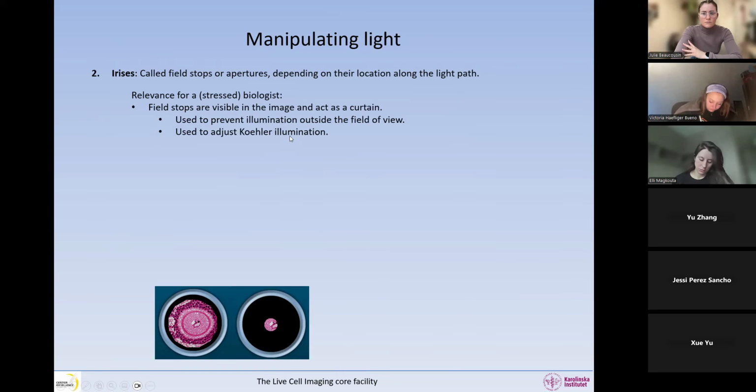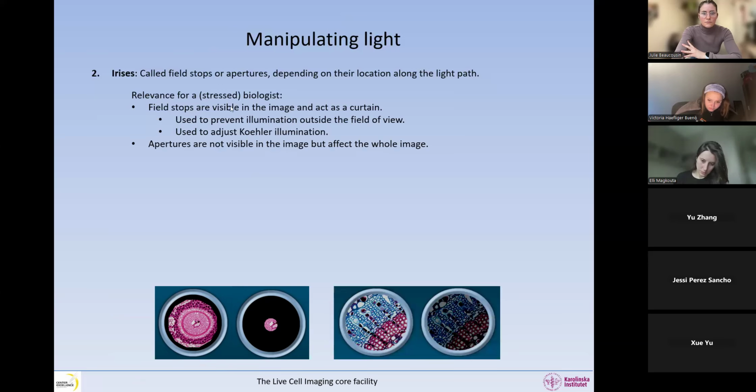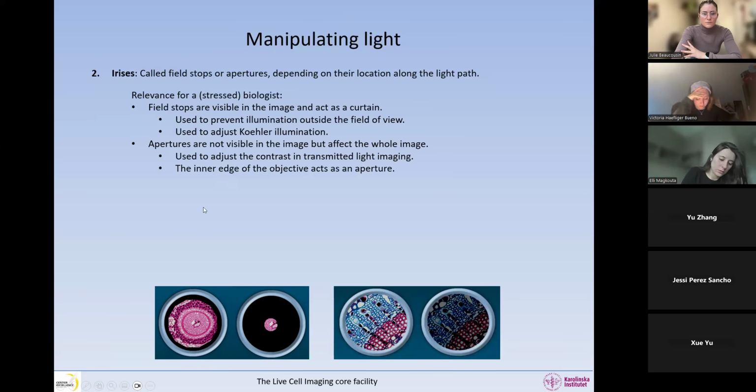It's also used for color illumination. And again, if you don't know what that is, I will tell you later, and you will actually have to do it on your microscope. Apertures, they are not visible in the image, but they affect the whole image. So clearly it's important for us. And it is used to adjust the contrast in transmitted light. So you will do this when you use the microscope.